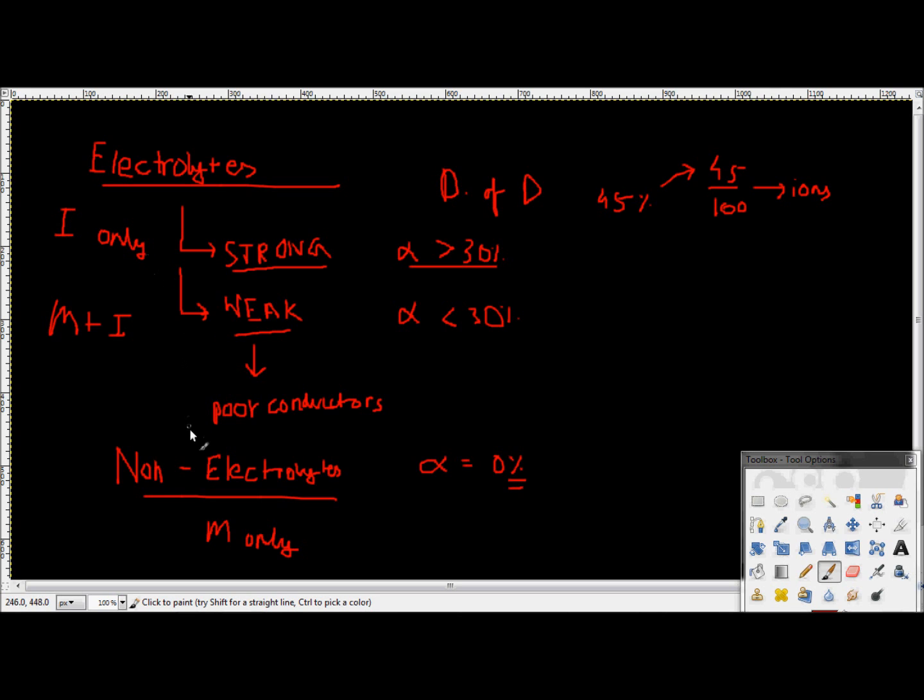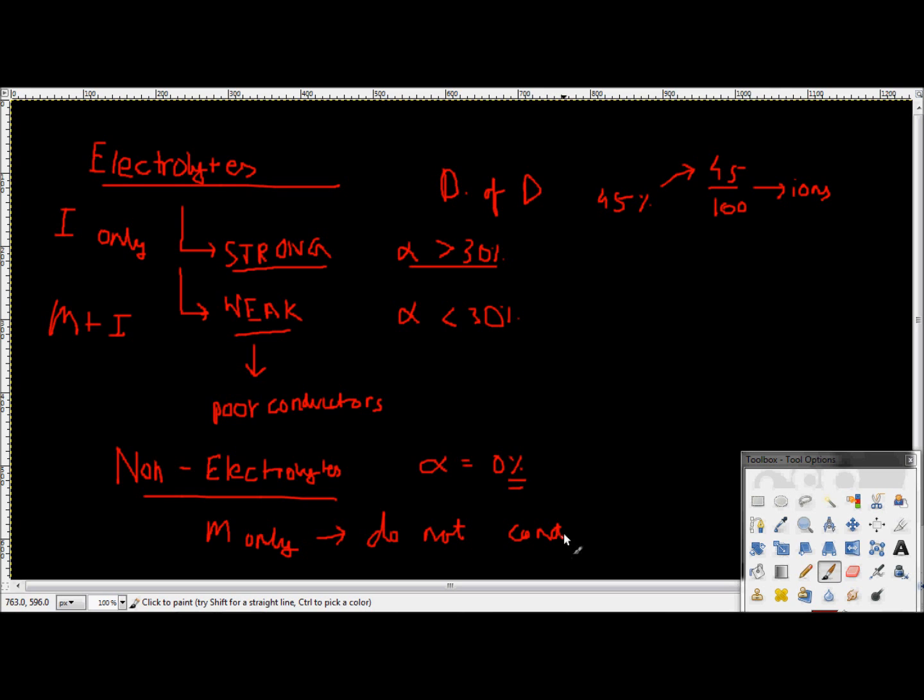So from this you can also tell that non-electrolytes will not conduct electricity at all. Keep in mind that weak electrolytes are poor conductors. That doesn't mean that they won't conduct electricity, but they're just less efficient at doing it. So these ones do not conduct.